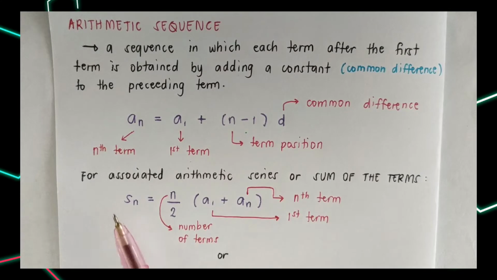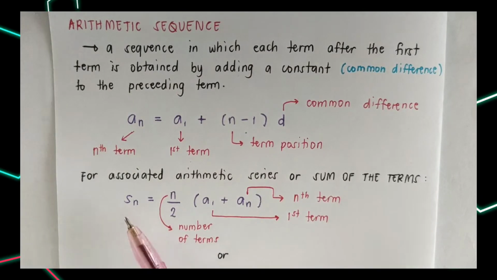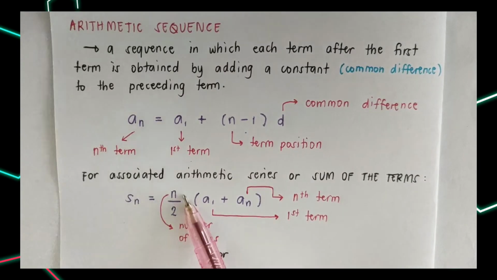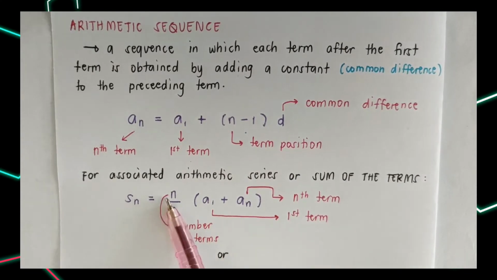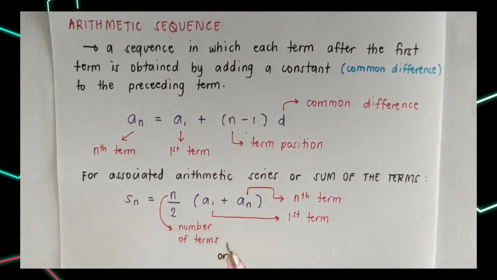Next, for the associated arithmetic series or sum of the terms, we have the following formula. S sub n, meaning the sum of the terms, is equal to n all over 2 times the quantity of a sub 1 plus a sub n. Again, n here represents the number of terms. A1 is your first term and a sub n will be your nth term. The nth term is also known as the last term if it is given in the problem.